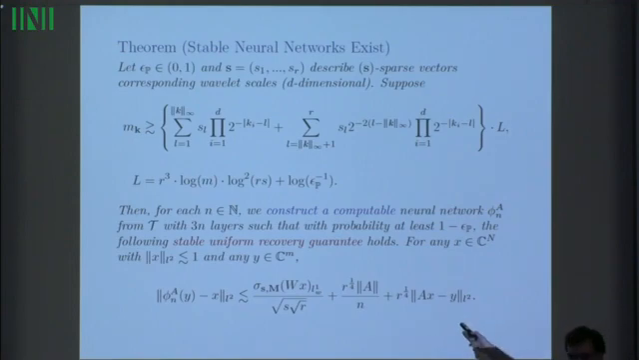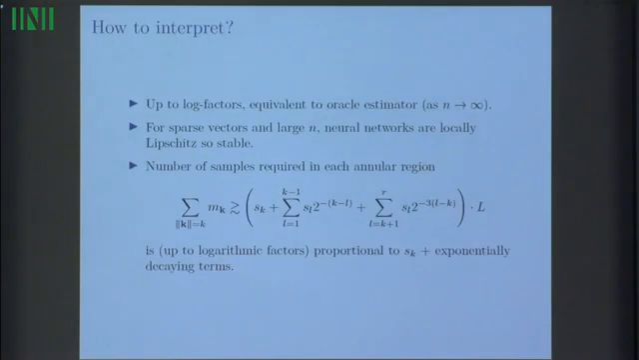So if y is equal to Ax plus e, where e is your noise, you just get an e term here. The way to interpret this is that for sparse vectors in large n, this neural network is locally Lipschitz on your manifold of sparse images. Okay, so it's stable. Up to log factors, you can show that the result I presented previously is equivalent to the Oracle estimator, where you know the positions of the non-zero coefficients.